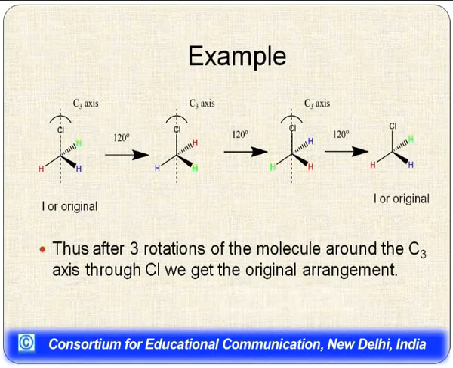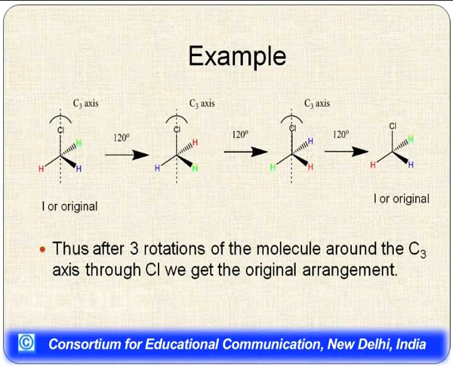Because 360 degrees divided by 3 gives you 120 degrees, and you get a rotation of 120 degrees 3 times, which gives you exactly the same original molecule. So, this is the first type of symmetry element which I was talking about.